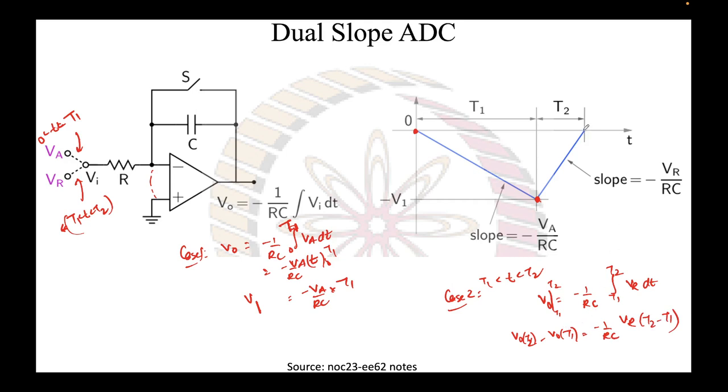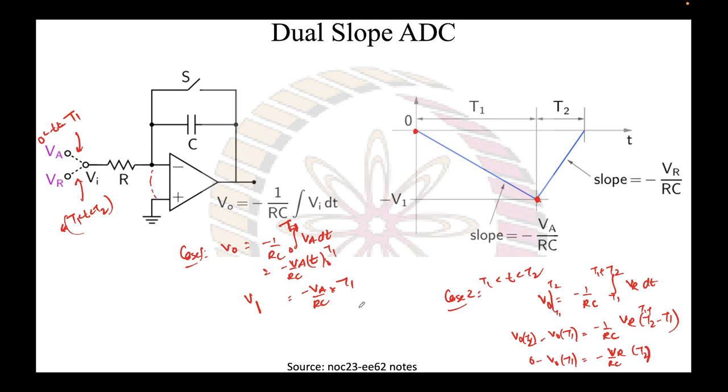I'm defining the time t2 as the time when the output voltage becomes 0. You can see here that V0 at t2 will become 0. So it will be 0 minus V0 at time t1, equal to minus 1 by RC times VR times (t2 minus t1). Let me see if I've done this correctly. The limit is from t1 to t1 plus t2, so this will be t1 plus t2 minus t1, and it finally comes out to be times t2.